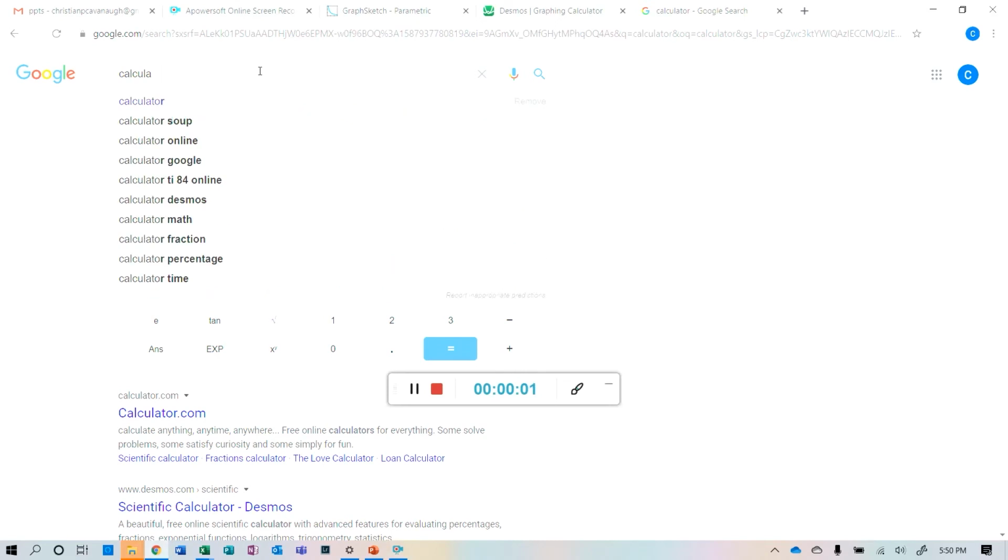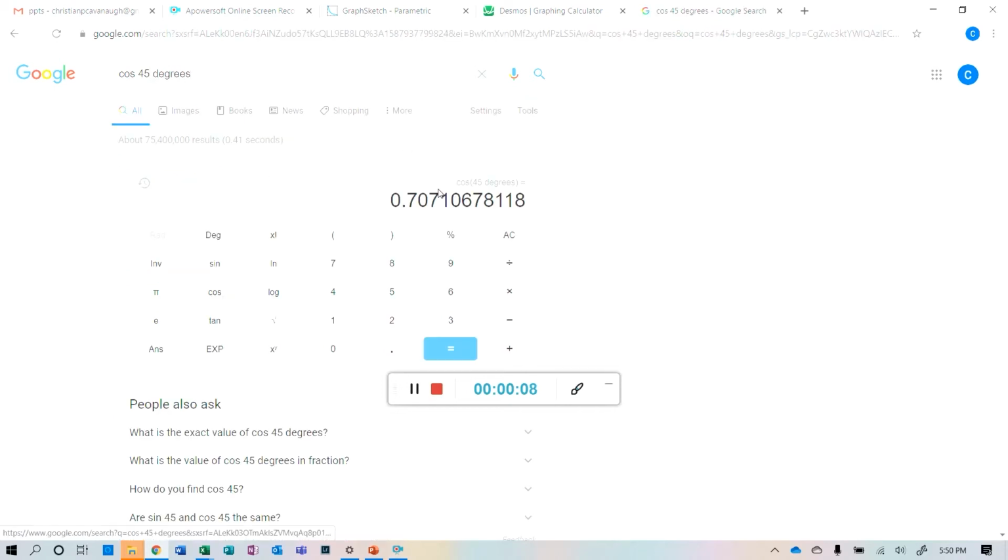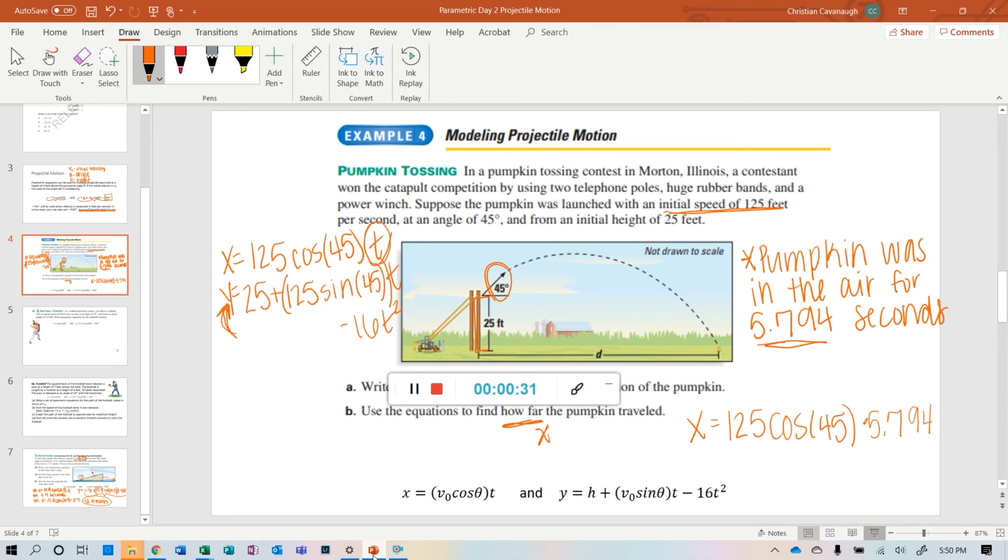The first thing I'm going to do on my calculator is just type in cosine of 45 degrees, because I want to make sure that it's in degree mode. And then I'm going to take that and multiply it by the 125, and then again by the 5.794 for the time. And you should get that the pumpkin traveled 512.12 feet. And so I'm going to come back over here.